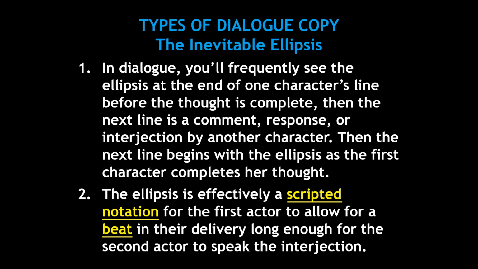Another type of dialogue copy would include using points of ellipse. In dialogue, you'll frequently see the ellipse at the end of one character's line before the thought is complete. Then the next line would be a comment, a response, or an interjection by another character. Then the next line begins with the ellipse as the first character completes his or her thought. The ellipse is effectively a scripted notation for the first actor to allow for a beat in their delivery long enough for the second actor to speak the interjection.